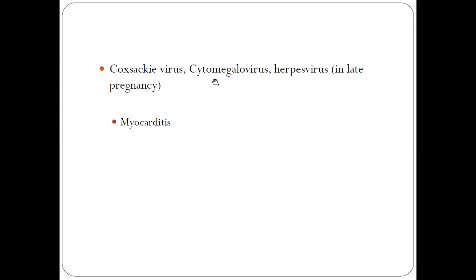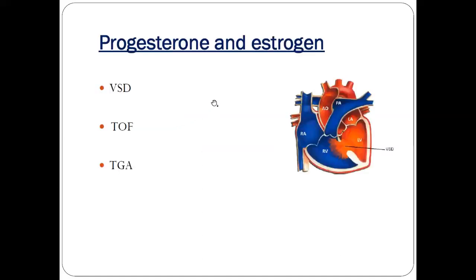Third is Coxsackie virus, cytomegalovirus, herpes virus. In late pregnancy, all these things can cause myocarditis. Coming to drugs, exposure to progesterone and estrogen in excess can lead to ventricular septal defect, tetralogy of Fallot, and transposition of great arteries.